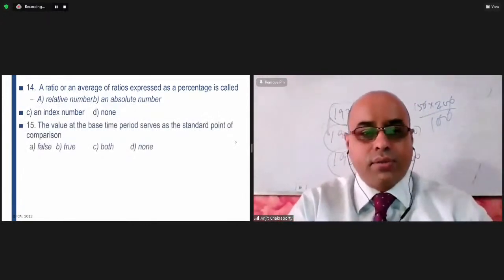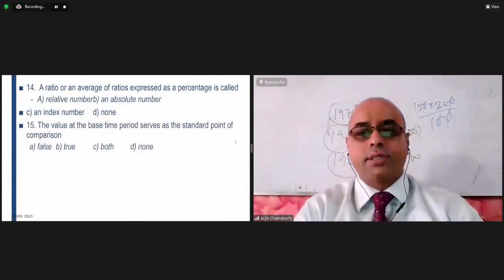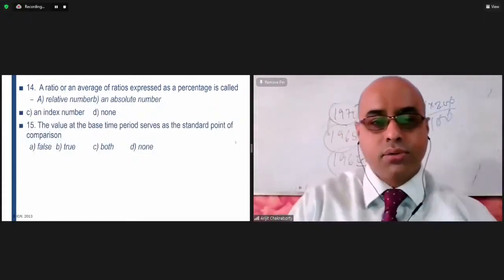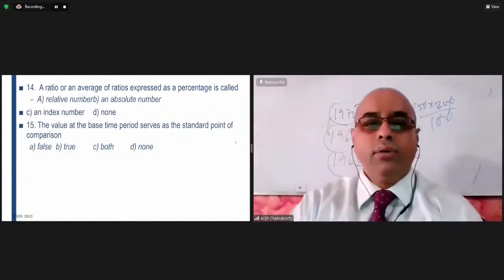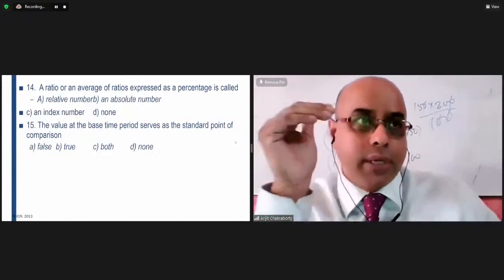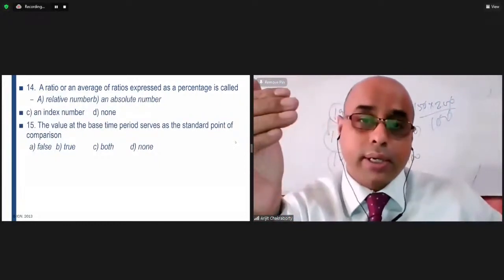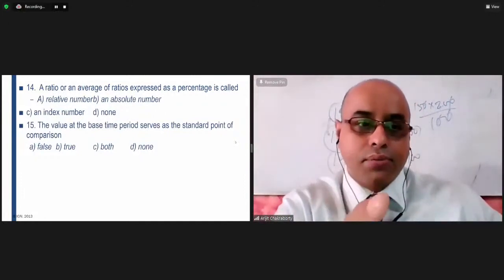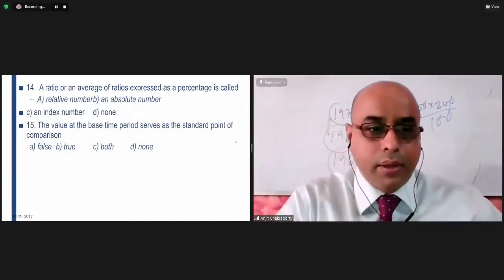The 15th question: the value at the base time period serves as the standard point of comparison. Is it false? Is it true? Is it both? Is it none? Now, the value at the base time period, yes, that is the standard point, because the base is the starting point, and that will be equated with 100. So this statement is true.